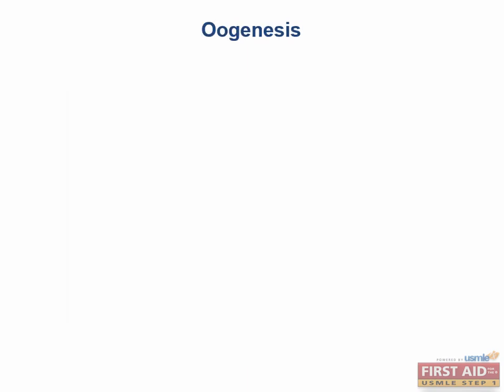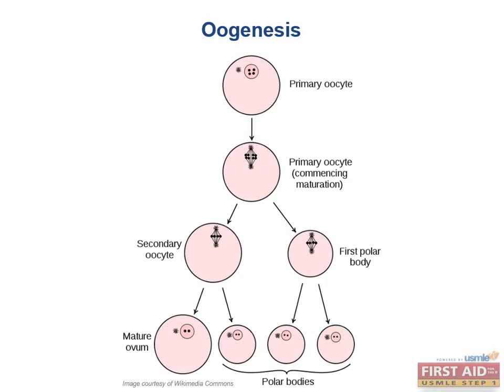Alright, let's focus on oogenesis, which is the creation of oocytes. Now, this figure depicts the path from a diploid oogonium, where each female germ cell starts, to a haploid ovum in 3 polar bodies where the process ends. So primary oocytes actually begin meiosis 1 during fetal life and complete meiosis 1 just prior to ovulation, meaning that between birth and puberty, all of the primary oocytes are arrested in what phase? Prophase 1.